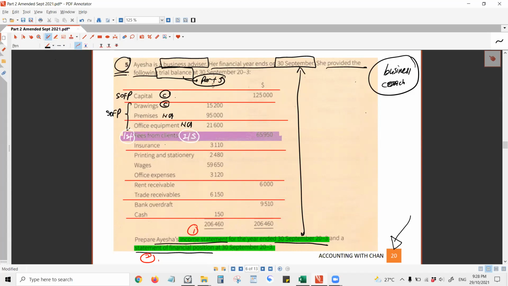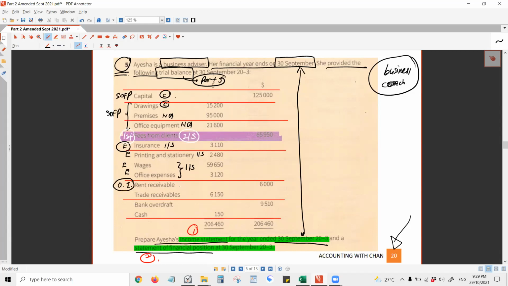Insurance, income statement, expense section. Printing and stationery, income statement, expense section. Same goes to this, income statement, expense. Rent is an other income. Rent is an other income.